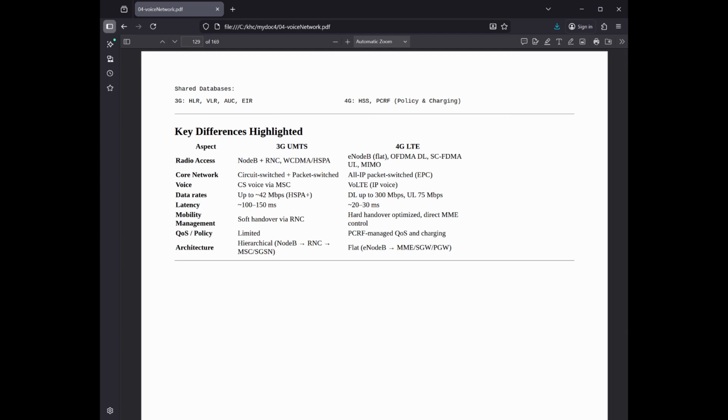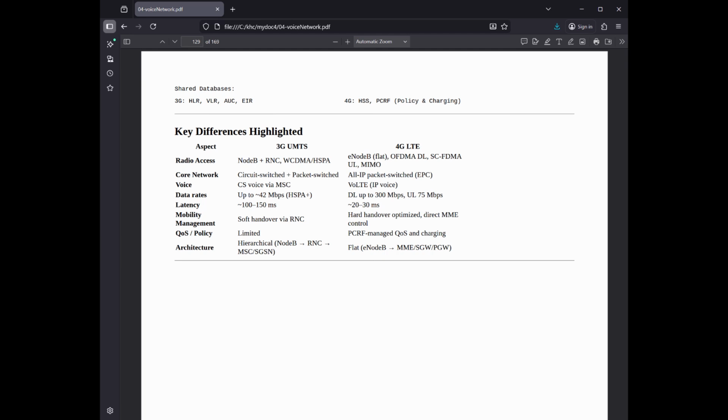Key differences highlighted. Radio access: 3G UMTS uses NodeB plus RNC with WCDMA/HSPA, while 4G LTE uses the flat eNodeB with OFDMA on the downlink, SC-FDMA on the uplink, and MIMO. Core network: 3G is circuit-switched plus packet-switched, while LTE is all IP packet-switched, EPC. Voice: 3G voice goes via the MSC, while LTE uses VoLTE, IP voice. Data rates: up to 42 Mbps with HSPA+ in 3G, versus up to 300 Mbps downlink and 75 Mbps uplink in LTE. Latency: 100 to 150 ms versus 20 to 30 ms. Mobility: 3G has soft handover via the RNC, while LTE has optimized hard handover with direct eNodeB management. QoS and policy: limited in 3G, PCRF-managed QoS and charging in LTE. Architecture: 3G is hierarchical, eNodeB to RNC to MSC/SGSN, while LTE is flat, eNodeB to MME/SGW/PGW.